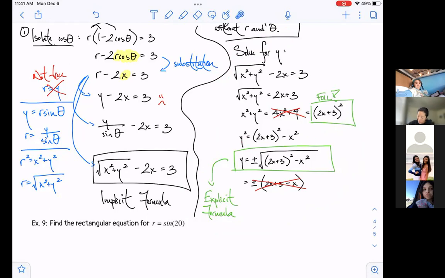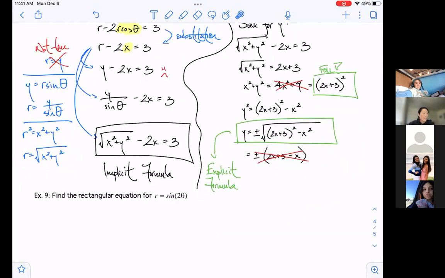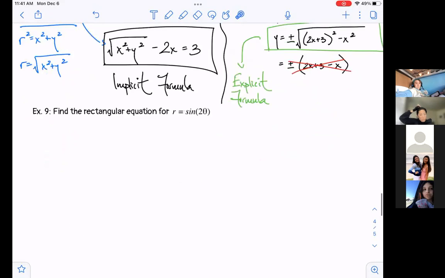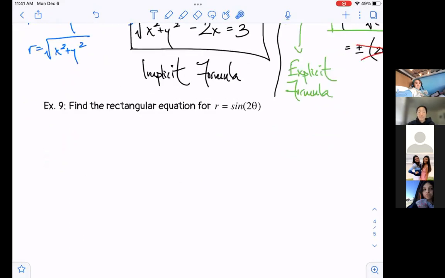I'd like to take a look at one more example here. And this one, we are going to go ahead and leave in the implicit formula solution. We have to find the rectangular equation for r equals sine of 2 theta. What are some ideas here? How are we going to get this equation to have only x's and y's and no r's and thetas?